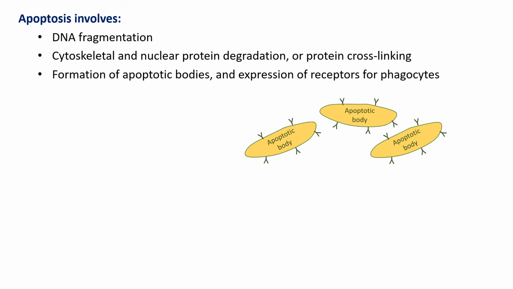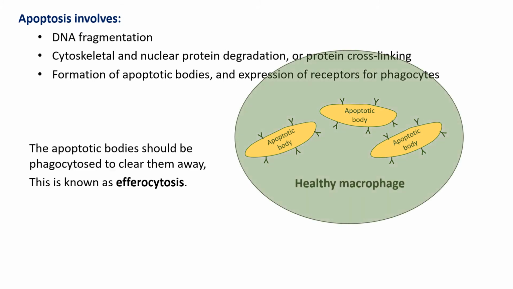So at the end of this, we get apoptotic bodies, and we also get those expressing receptors for phagocytes. If you like, this is like a DAMP. Remember damage-associated molecular patterns? Now, normally, the apoptotic bodies would then bind to phagocytes using these receptors, be phagocytosed, and then cleared away. This normal process of clearing up apoptotic bodies is called efferocytosis.